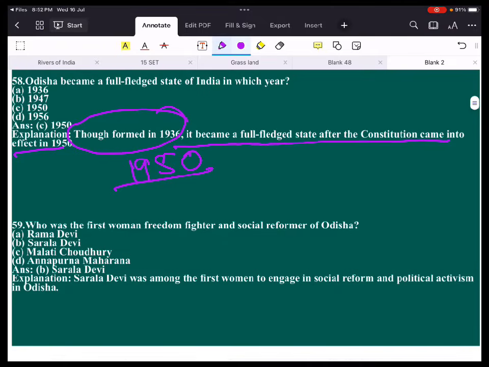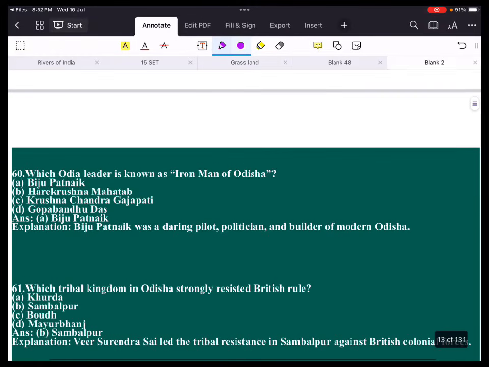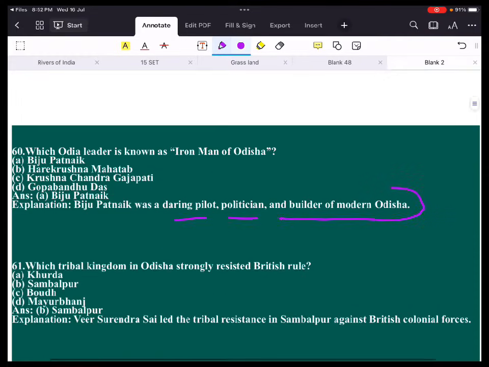Who was the first woman freedom fighter and social reformer of Odisha? That is Sarada Devi. Option B is the correct answer. Which Odia leader is known as the Iron Man of Odisha? That is option A, Biju Patnaik. Biju Patnaik was a daring pilot, politician and builder of modern Odisha.